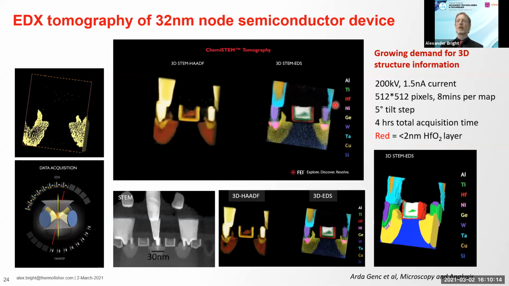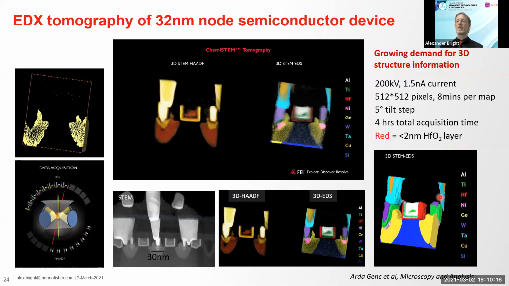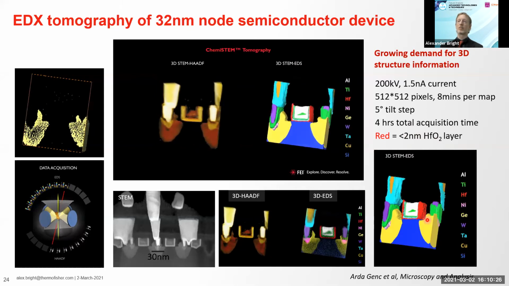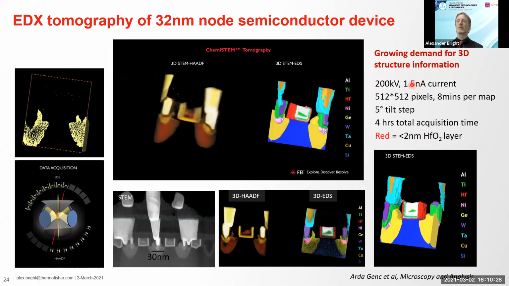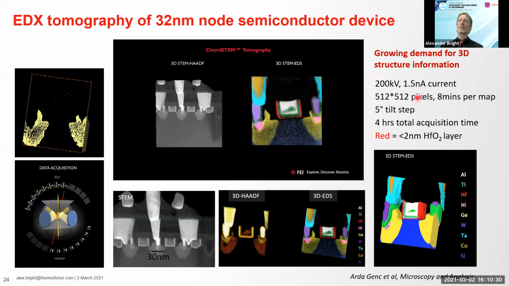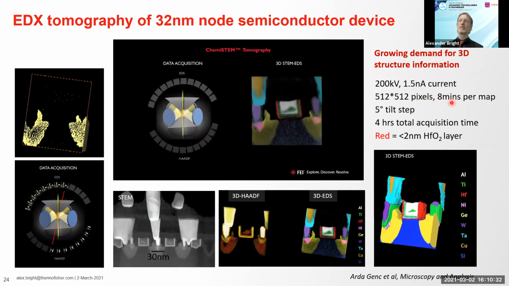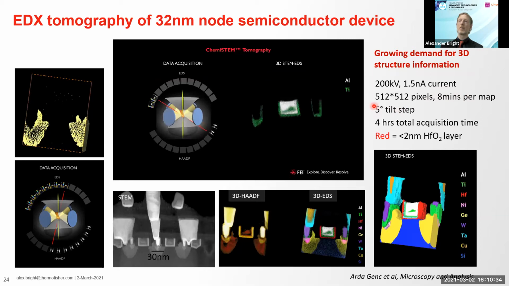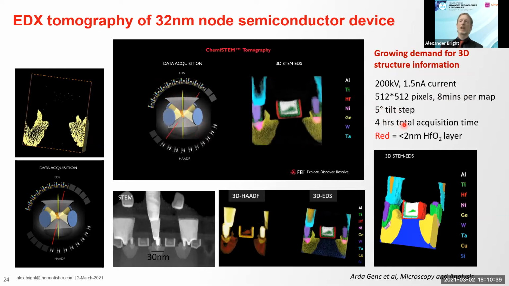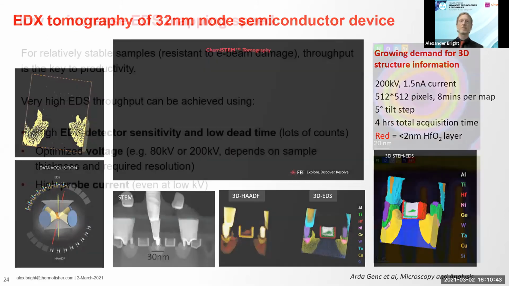And we can see clearly the element positions, including hafnium, which is a less than 2 nanometer hafnium oxide layer. And this is also a powerful way of identifying defects and other structural problems within the device. So this data was taken with 1.5 nanoamps of current, about 8 minutes acquisition time per map, and a 5-degree tilt step, which means about 4 hours of total acquisition here using the Super X EDX detector.